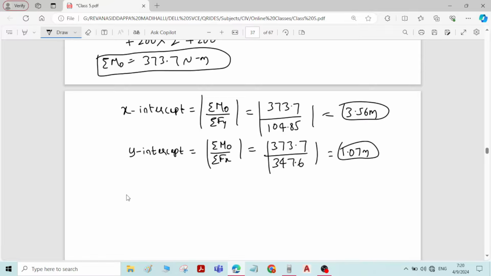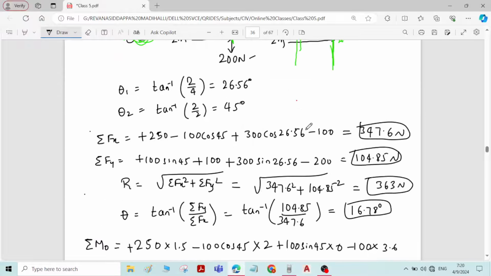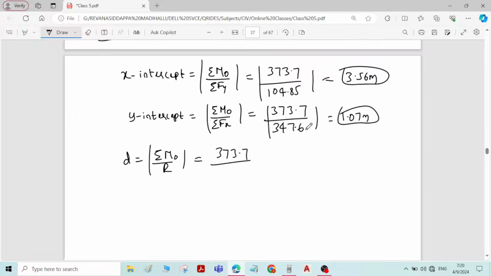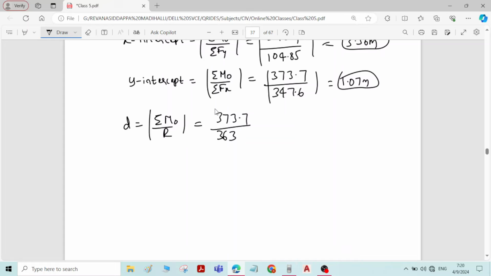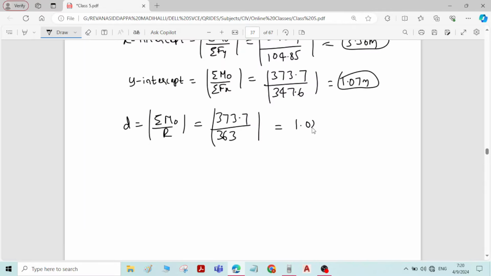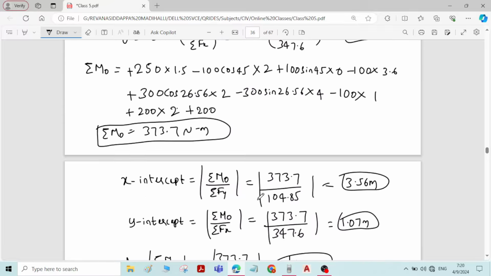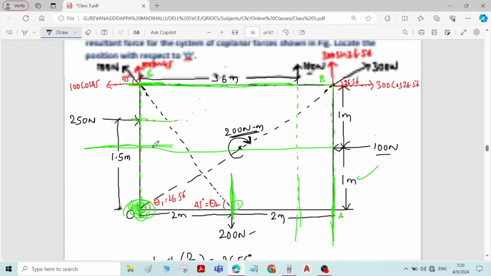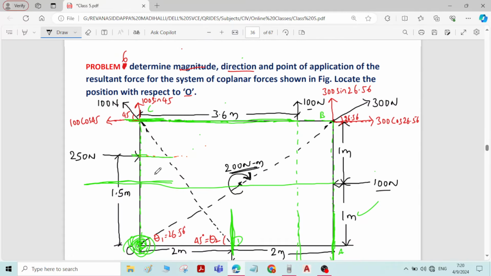meter, and d is equal to sigma M_O divided by R, 373.7 divided by the resultant force, which is 363. Therefore the answer is 373.7 divided by 363, 1.02 meter. Okay, so the determination of the position of the resultant force with respect to point O is also over. This completes the problem. Thank you.